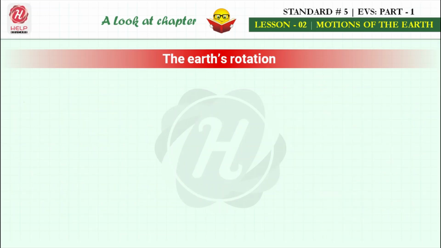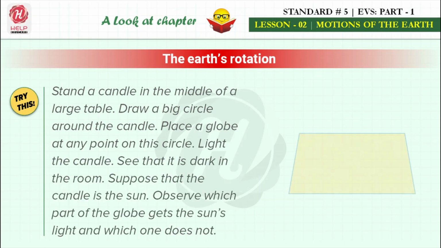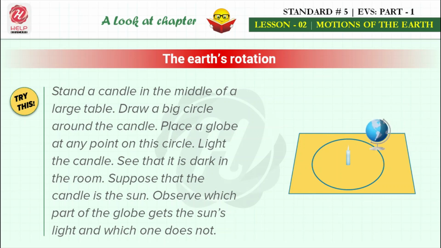Now try this activity. Stand a candle in the middle of a large table. Draw a big circle around the candle. Place a globe at any point on this circle. Light the candle. See that it is dark in the room. Suppose that the candle is the sun. Observe which part of the globe gets the sun's light and which one does not.